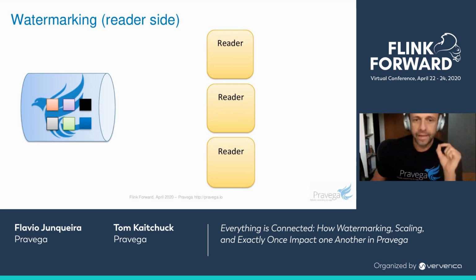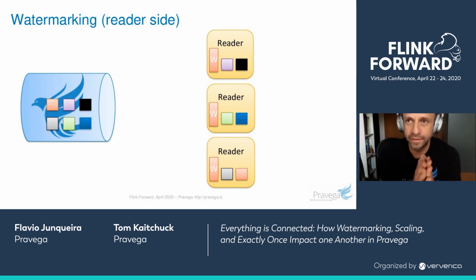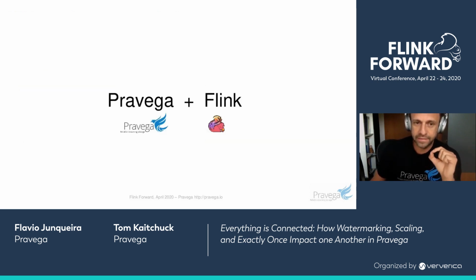Now, using that, on the reader side, the readers will read the events from the segments, and when they have reached a position that matches their watermark, then they can update the time information or the low watermark that they will expose to the application via the API. So this will become a bit more clear when I talk about Flink. So let's go into that.